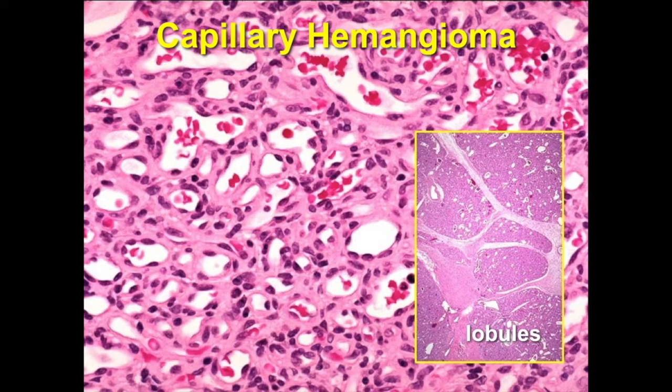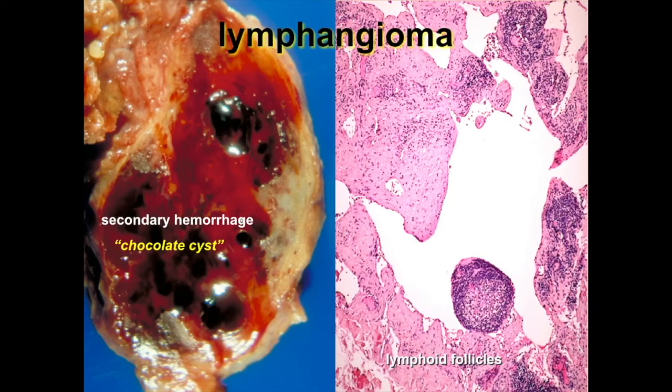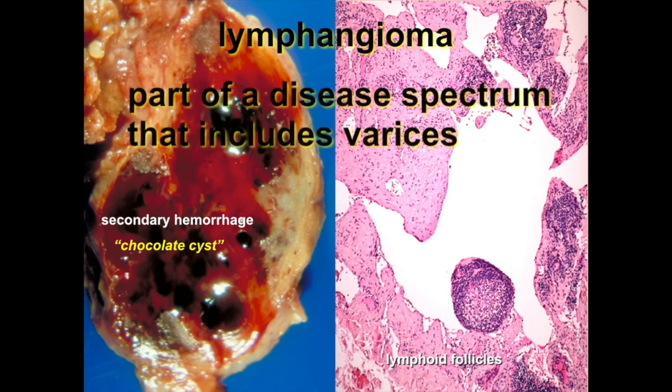Capillary hemangiomas tend to be multilobular. Lymphangiomas are part of a disease spectrum that includes orbital varices. You may have chocolate cyst formation by hemorrhage into the vascular lumina. There are also frequently foci of lymphocytic infiltration and follicles associated with the lymphatic channels. These may be responsible for enlargement during upper respiratory infections.